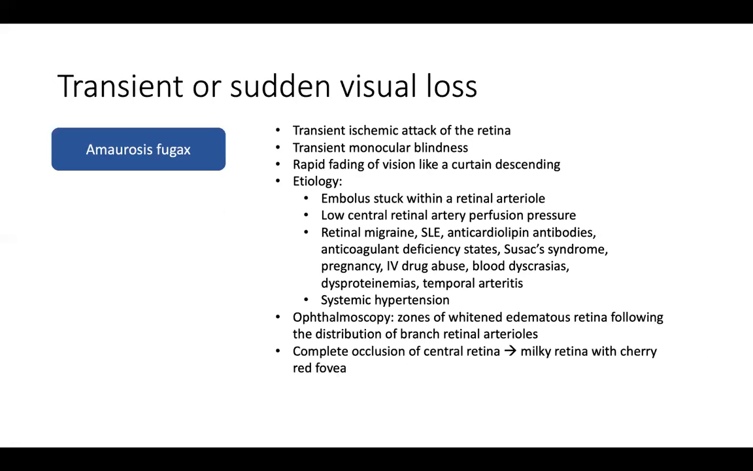Complete occlusion of the central retinal artery produces arrest of blood flow and a milky retina with a cherry red fovea. Emboli are composed of cholesterol or Hollenhurst plaque, calcium, or platelet fibrin debris. The most common source is an atherosclerotic plaque in the carotid artery or aorta, although emboli also can arise from the heart, especially in patients with diseased valves, atrial fibrillation, or wall motion abnormalities.